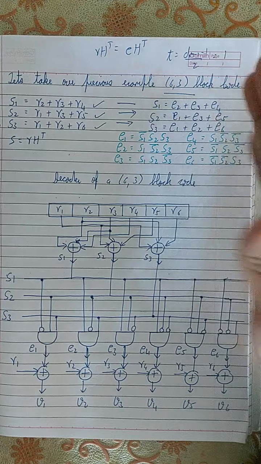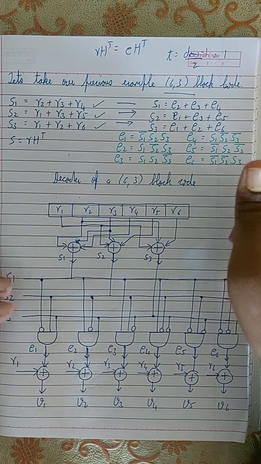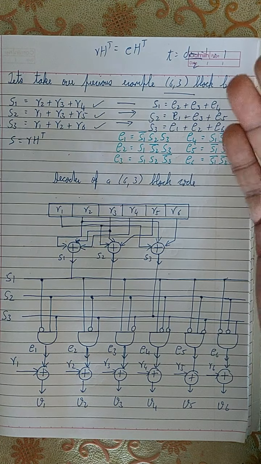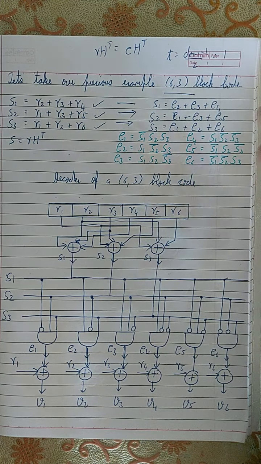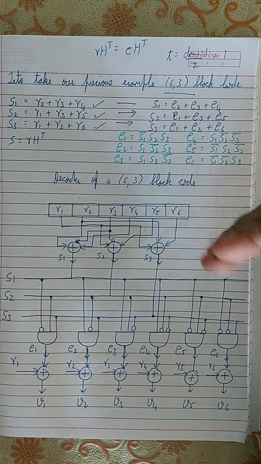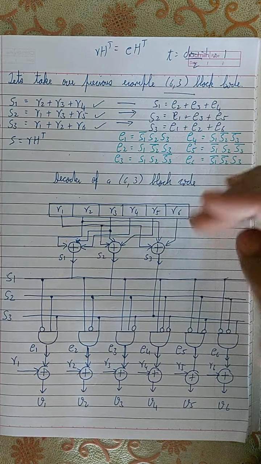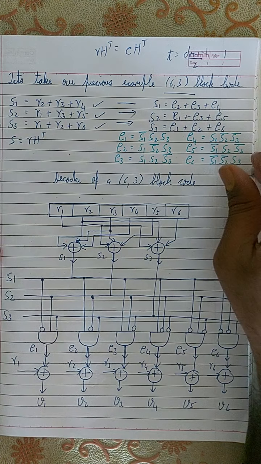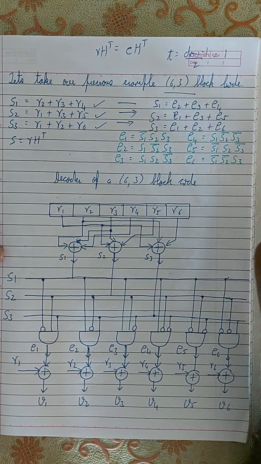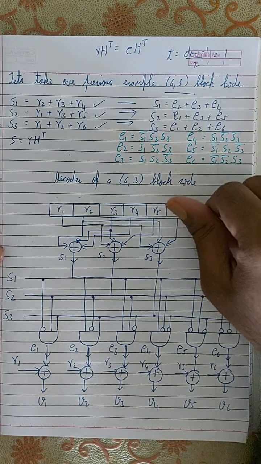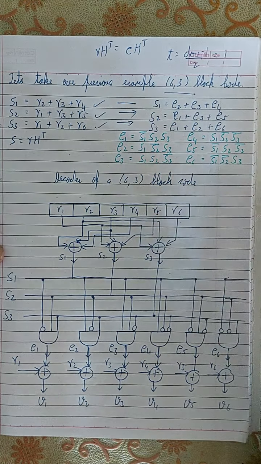Okay, now let's talk about the receiver. The receiver may not know if the transmitted code word is correct or not. It may go wrong. So the receiver will receive the code word called R, and from R it will calculate the syndrome S using the equation R H transpose. You can find the value of H transpose from the generator matrix G.